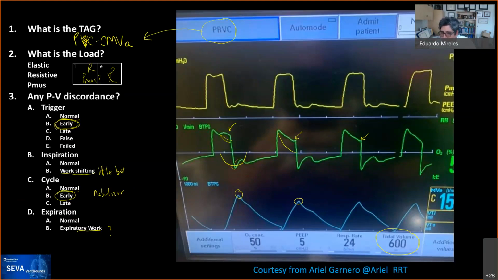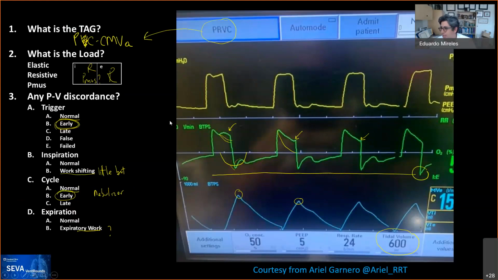Rob? Yeah, Eduardo, if you look at the very last expiration, note that the peak flow is much higher and there's no distortion. So that confirms everything that you just said. Oh, that's a wonderful observation. Thank you, Rob. Yes, look at that. When there was no PMOS and it didn't subtract from the expiratory flow, it's much higher. Outstanding observation.